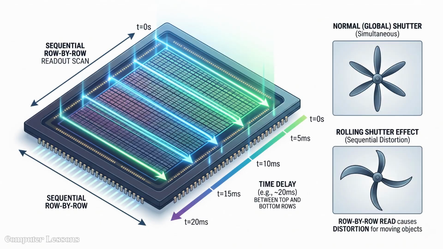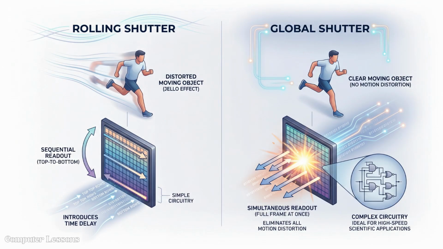The method of reading data from the sensor introduces specific physical constraints known as the shutter type. Most CMOS sensors use a rolling shutter, which reads the pixel rows sequentially from top to bottom. This creates a small time delay between the top and bottom of a single frame. This delay causes the jello effect, where fast-moving objects appear distorted or slanted in the image.